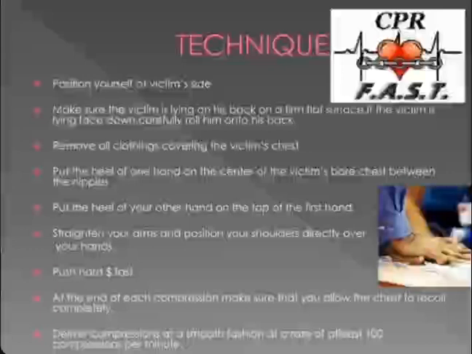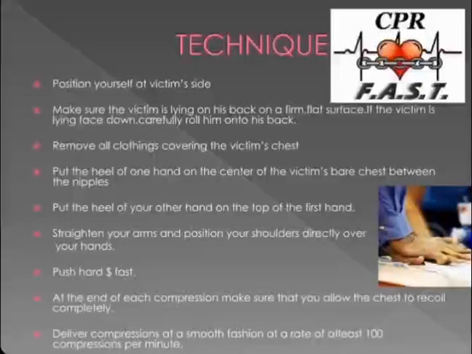Technique: position yourself at the victim's side. Make sure the victim is lying on his back on a flat surface. If the victim is lying face down, carefully roll him onto his back. Remove all clothing covering the victim's chest. Put the heel of one hand on the center of the victim's chest, between the nipples. Put the heel of your other hand on top of the first hand. Straighten your arms and position your shoulders directly over your hands. Push hard and fast. At the end of each compression, make sure that you allow the chest to recoil completely. Deliver the compressions in a smooth fashion at a rate of at least 100 compressions per minute.